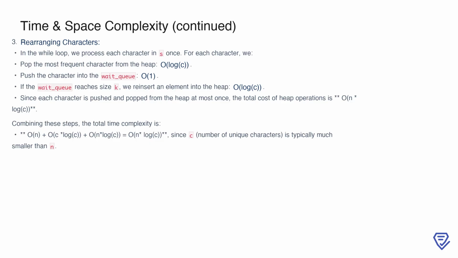When we combine this with the earlier steps, the overall time complexity becomes O(n) plus O(c * log c) plus O(n * log c), which simplifies to O(n * log c), because c, the number of unique characters, is typically much smaller than n.